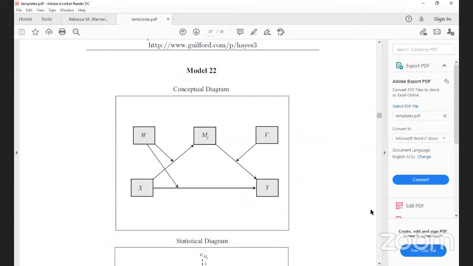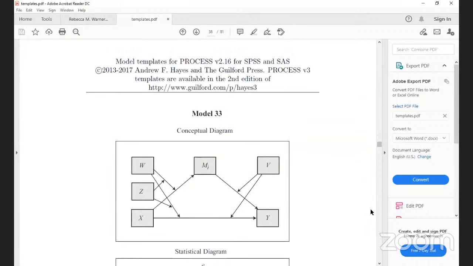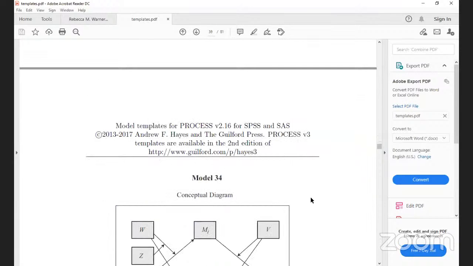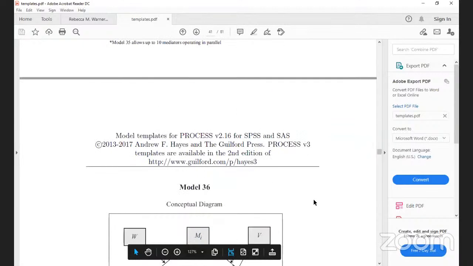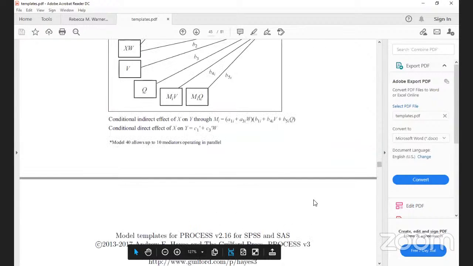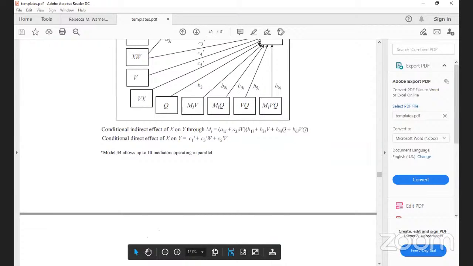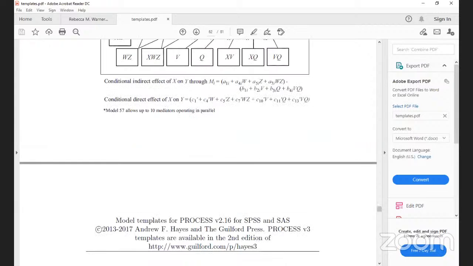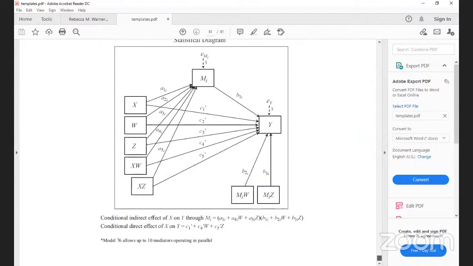So mediation and moderation is not easy, but there is a lot we can do. These are the models, for example model number 45. Now you can perform more than 100 types of models. In the process, the old template had only 76 models.